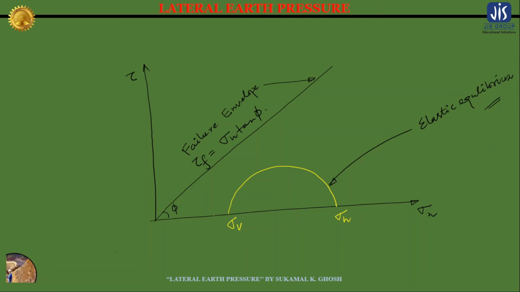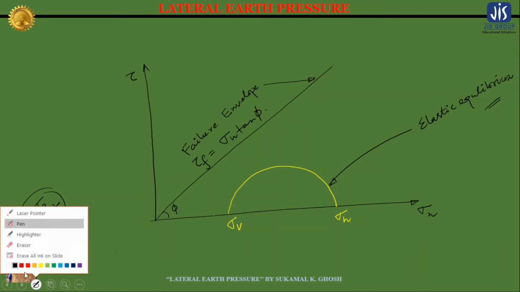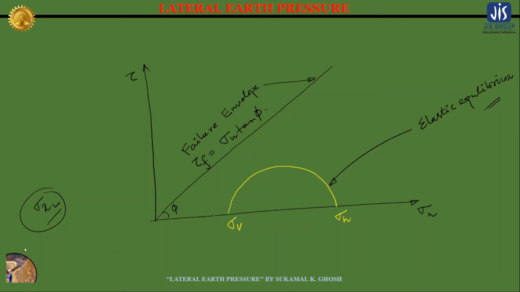Now when we move the sheet pile towards the backfill, the lateral earth pressure increases and suppose gets to a value of sigma h2. Okay, so after moving the sheet pile, the lateral pressure increases and gets to a value of sigma h2. Okay, so let's draw a Mohr circle using this sigma h2 and sigma v. So this is sigma h2.